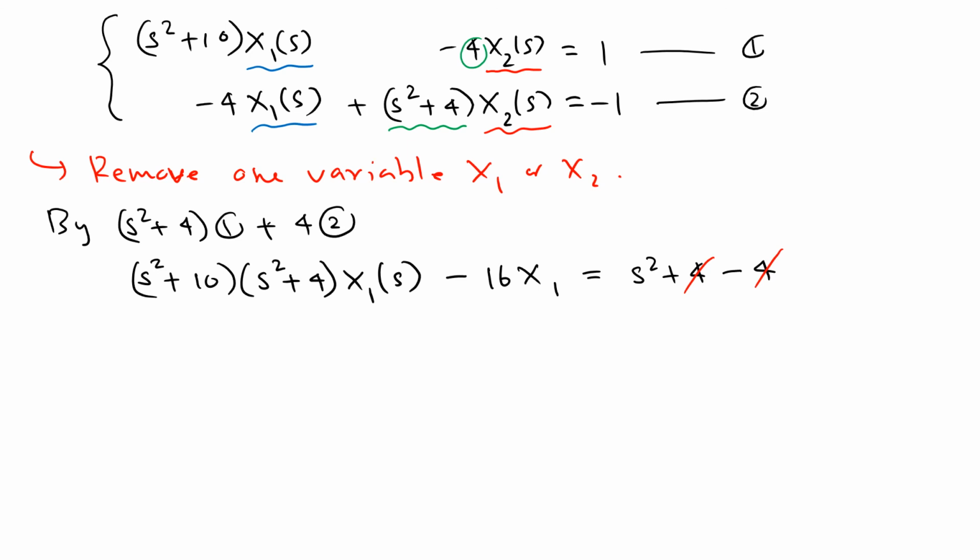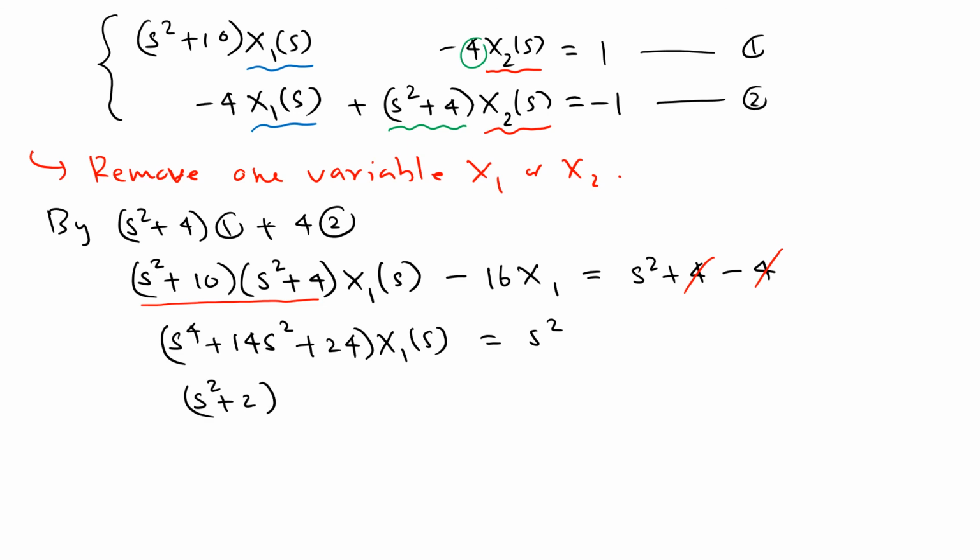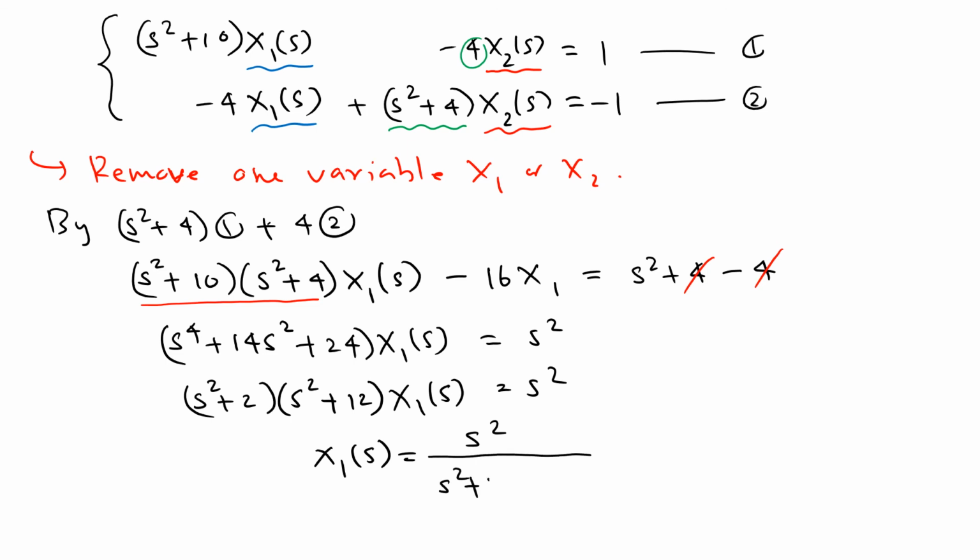So let's see what we get. X1 is common, but you have to multiply these two and subtract 16. Once you do that, you get s to the fourth power plus 14 s squared plus, you have 40 minus 16, 24. That's what you get, x1 equal s squared. You can see that this has two factors: s squared plus 2 and s squared plus 12. So x1 is equal to s squared over s squared plus 2 times s squared plus 12.